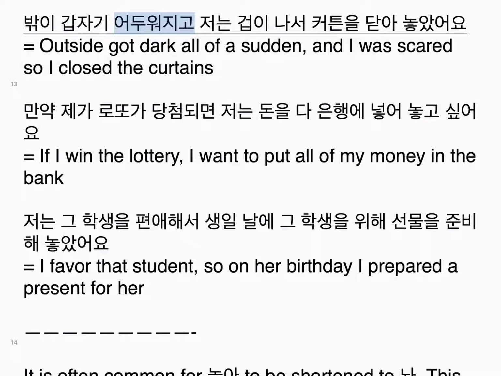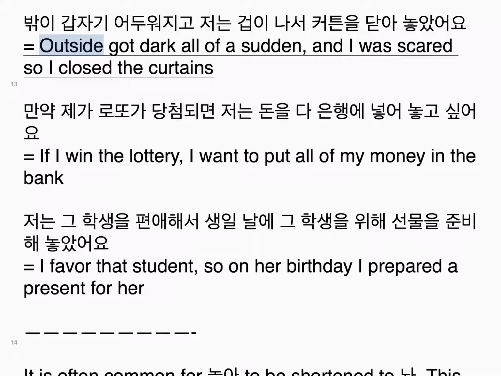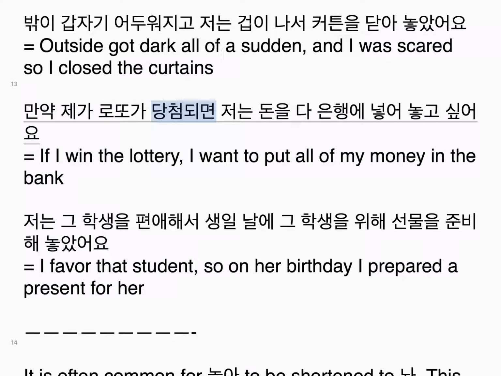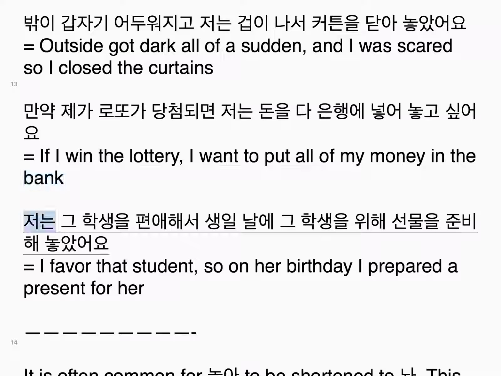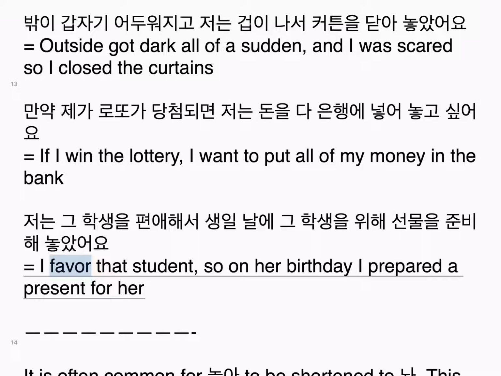밖이 갑자기 어두워지고 저는 겁이 나서 커튼을 닫아 놓았어요. Outside got dark all of a sudden, and I was scared so I closed the curtains. 만약 제가 로또가 당첨되면 저는 돈을 다 은행에 넣어 놓고 싶어요. If I win the lottery, I want to put all of my money in the bank. 저는 그 학생을 편애해서 생일날에 그 학생을 위해 선물을 준비해 놓았어요. I favor that student, so on her birthday I prepared a present for her.